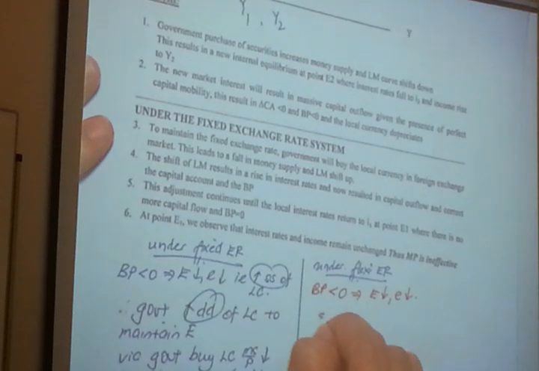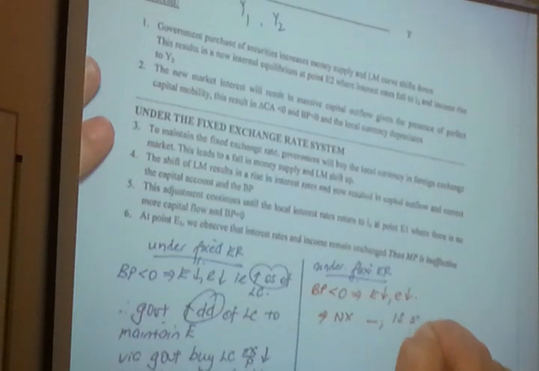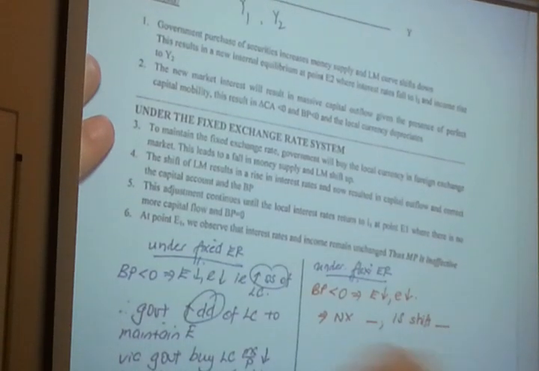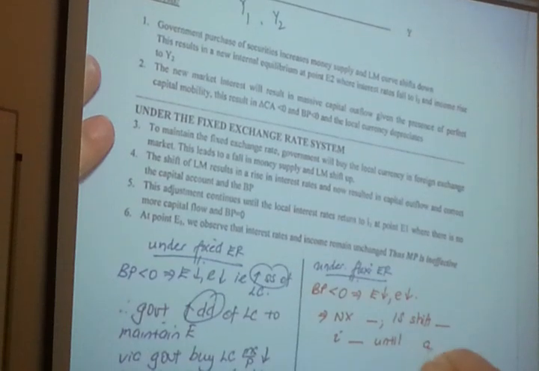Okay, so analyze for me what happens to your NX. Where is your IS? What happens to interest rate? And which point do you go to?